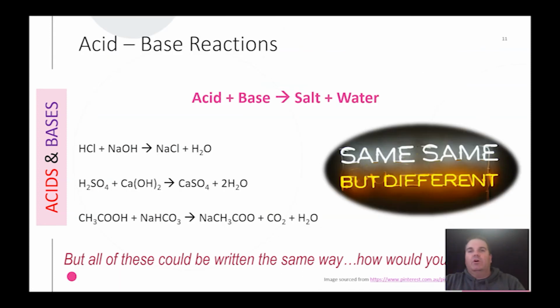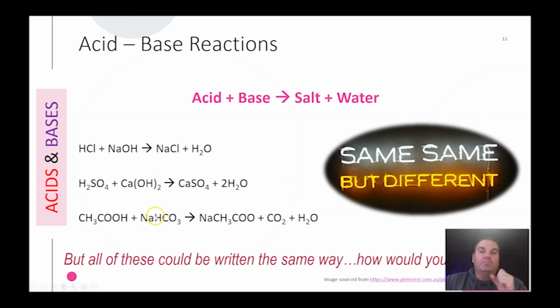So the most common reaction that acids and bases undergo is what's called a neutralization reaction. When you have an acid and a base, it gives you salt plus water, and that is the generic reaction for acids and bases. I've got some examples here of hydrochloric acid with sodium hydroxide giving us sodium chloride and water. So this is our salt, and there's our water. Same for this one, sulfuric acid and calcium hydroxide, and then we've got vinegar here, acetic acid plus sodium bicarb.